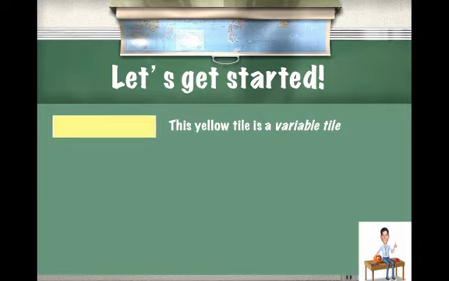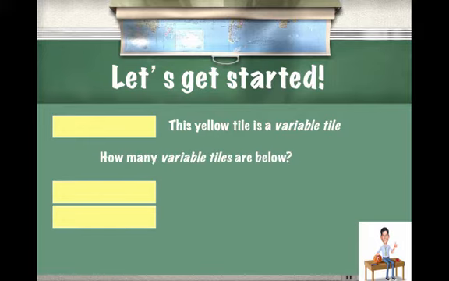This yellow tile is a variable tile. It's longer, it differentiates itself from the unit tile. How many variable tiles are below? We have got 2 variable tiles. We call this the variable in the equation, therefore this would be 2x or 2n, whatever we decide the letter to be as the variable.